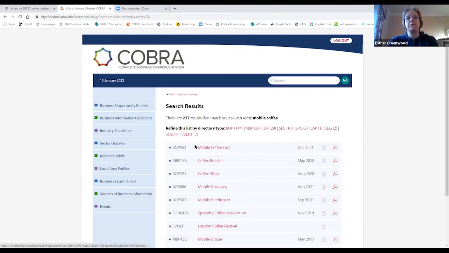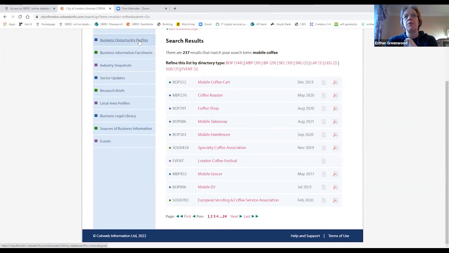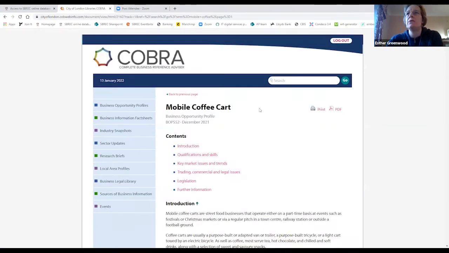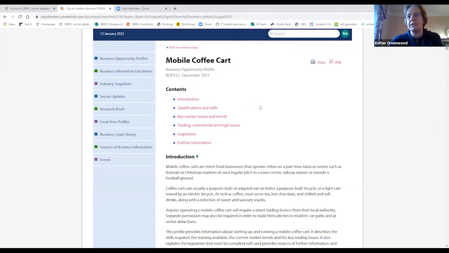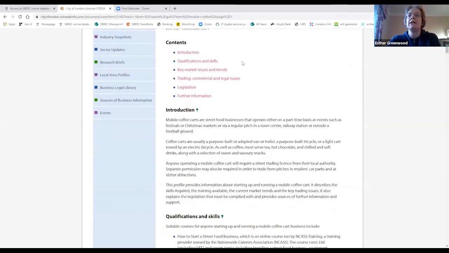On this database, they've got about 400 business opportunity profiles loaded up. These are profiles of different businesses and the things you need to know in order to start a business in that sector. Each of the profiles is set out in the same way. It talks about the qualifications and skills, key market issues and trends, so that's what the demand is for your particular product or service, and it talks about the trading, commercial and legal issues and the legislation. These are the bits that we're going to have a look at in particular today.